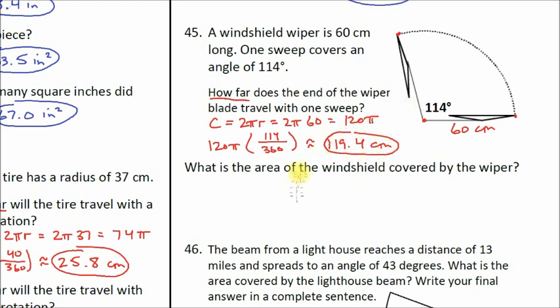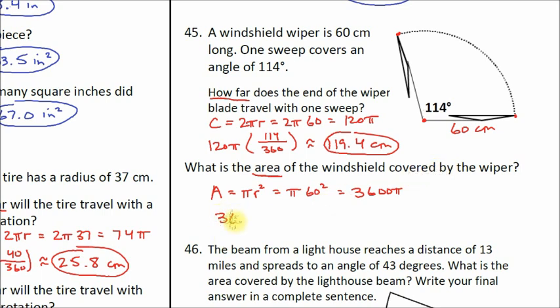Now when you get the next question, what is the area of the windshield covered by the wiper? Now we're looking at sector area. Now we're looking at the space inside. So if you want to find the area of just this piece of the circle, you're going to have to find the total area and then multiply it times the fraction that you want. So area is pi r squared, which is pi times 60 squared. 60 times 60 is 3,600. So there's our area, 3,600 pi.